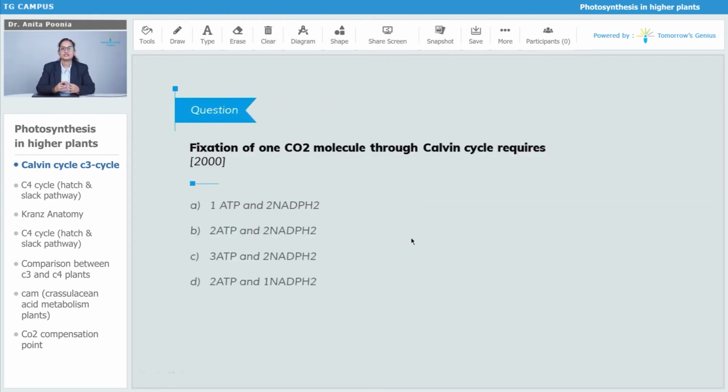So here we land on this question: fixation of one carbon dioxide molecule through the Calvin cycle requires what? 1 ATP and 2 NADPH2, 2 ATP and 2 NADPH2, 3 ATP and 2 NADPH2, or 2 ATP and 1 NADPH2? What do you think is the answer? The answer is C, 3 ATP and 2 NADPH2. Fixation of one carbon dioxide molecule through the Calvin cycle requires 3 ATP and 2 NADPH2.